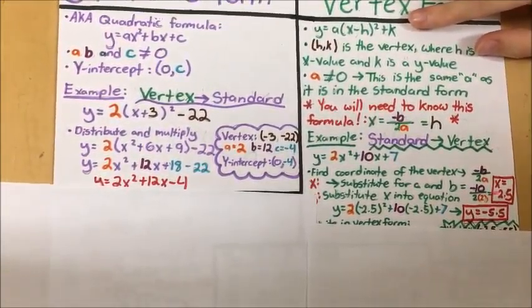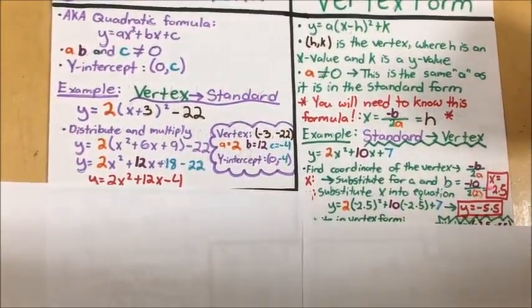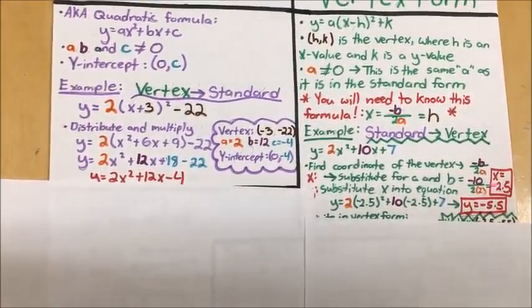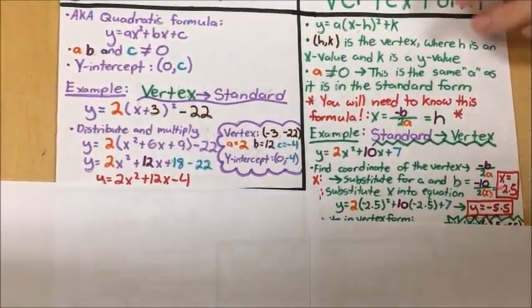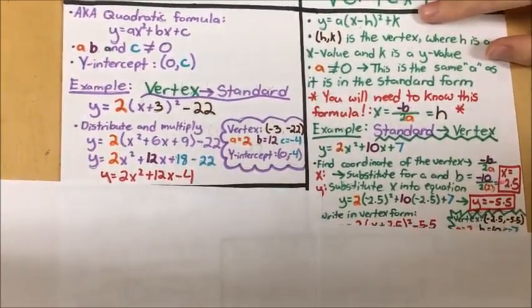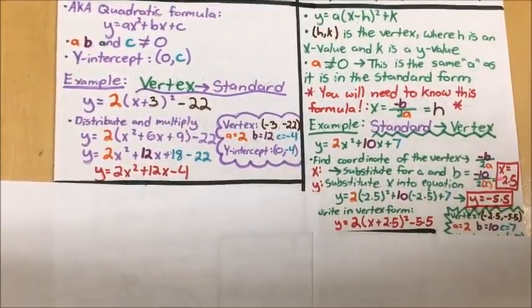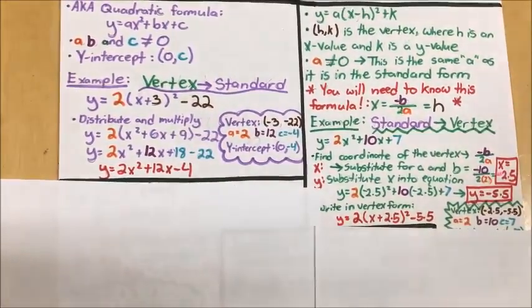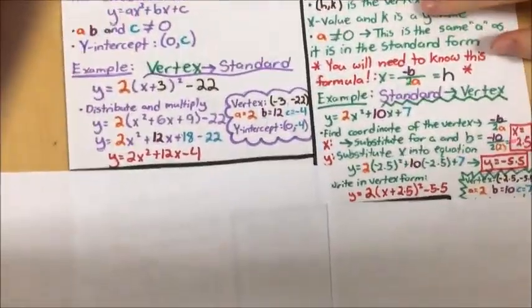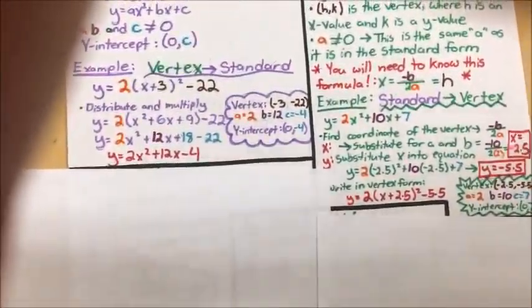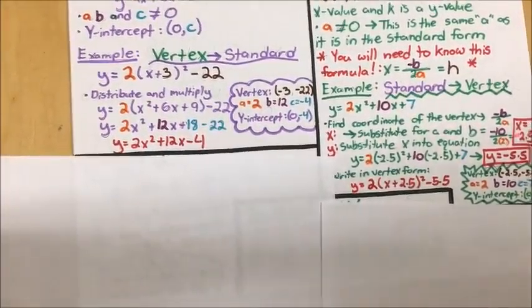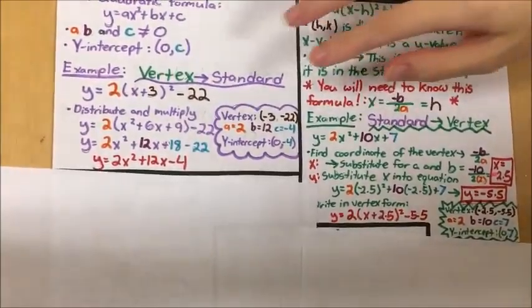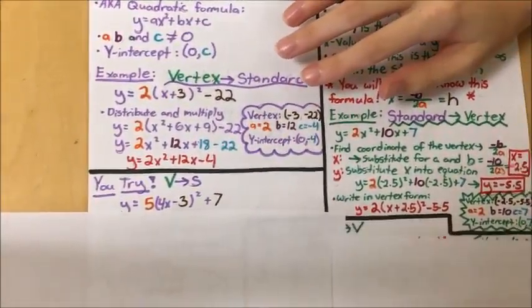Then we substitute x into the original equation, so we'll substitute this into this that we just got, and then that equals negative 5.5. So that will be our vertex, and now we can write it in vertex form because we know a from this. So y equals 2 times x plus 2.5 squared minus 5.5. And the vertex is at negative 2.5 comma negative 5.5. A is 2, b is 10, c is 7, and the y-intercept is 0, 7. Now you can try these two equations on your own.